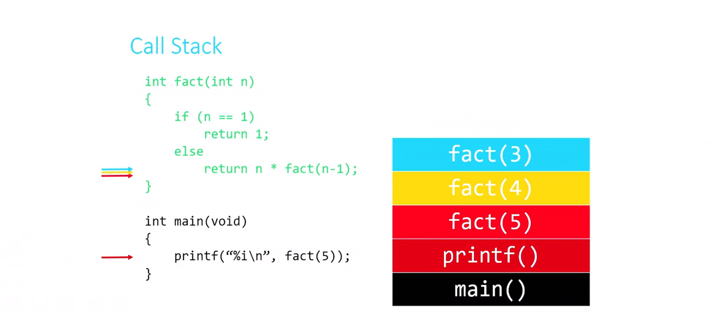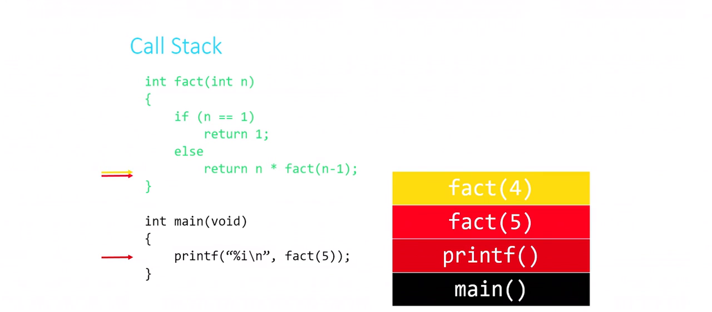It returns a value, its function frame is popped off of the stack, it is destroyed. Factorial of 4 becomes the new active frame. Factorial of 4 was waiting on factorial of 3. It got its answer back of 6. So it's going to return 4 times 6, or 24. And it's going to return that value to factorial of 5, which has been waiting for factorial of 4 to finish its work. It returns 5 times 24, which is 120.